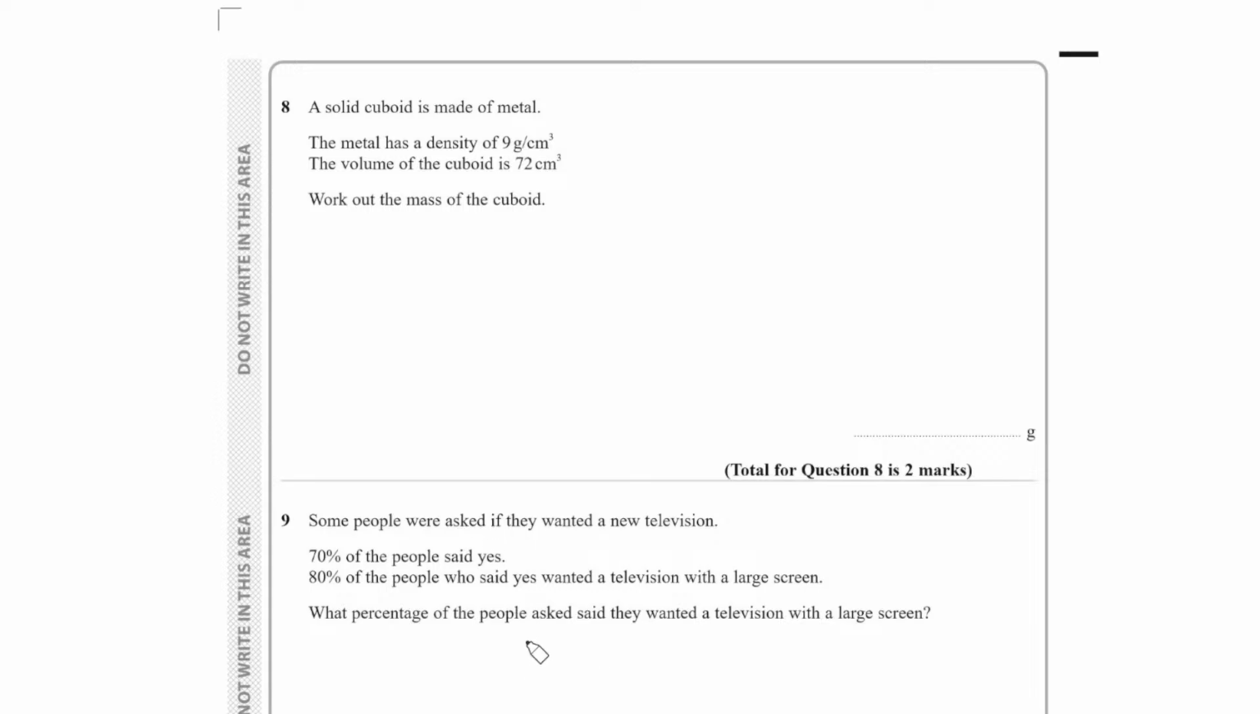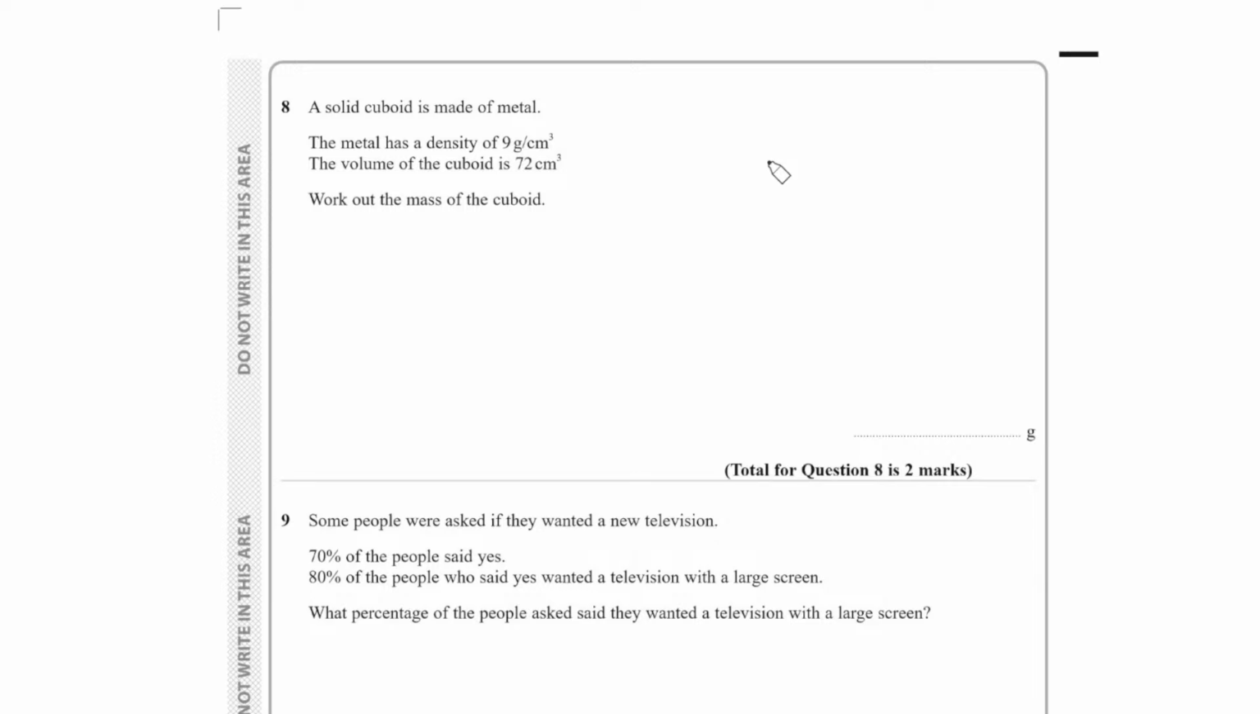Okay, question 8. A solid cuboid is made of metal. The metal has a density of 9 grams per centimetre cubed, and the volume of the cuboid is 72 centimetres cubed. Work out the mass. So this is obviously density, mass, and volume. This is a formula you do need to memorize. It's not on the formula sheet, they don't give it to you.